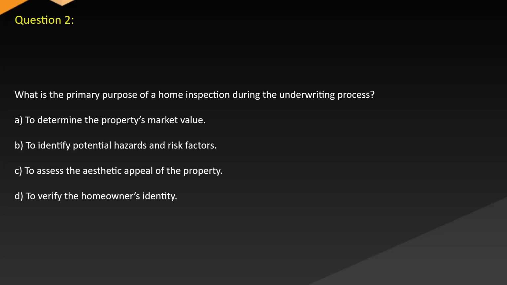Question 2. What is the primary purpose of a home inspection during the underwriting process? A. To determine the property's market value. B. To identify potential hazards and risk factors. C. To assess the aesthetic appeal of the property. D. To verify the homeowner's identity.